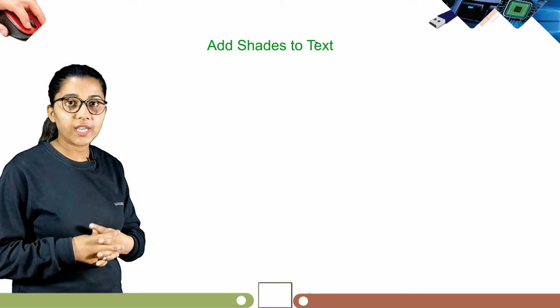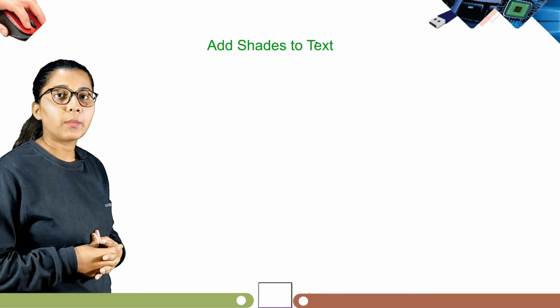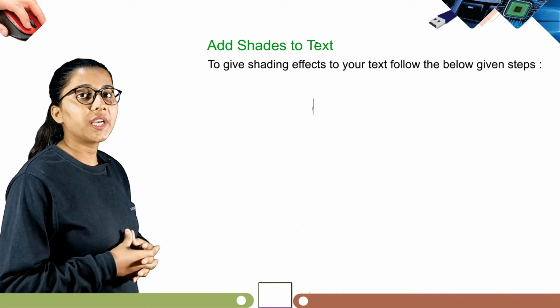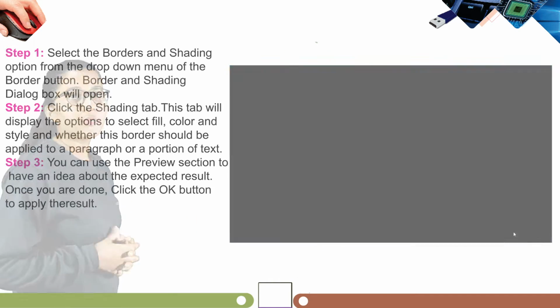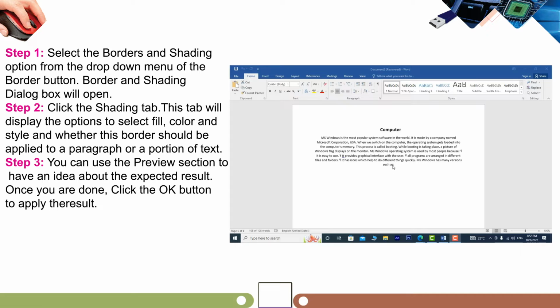How will you add shades to your text? Let's learn about it. To give shading effect to your text, follow the below given steps. So our first step is select the borders and shading option from the drop down menu of the border button.